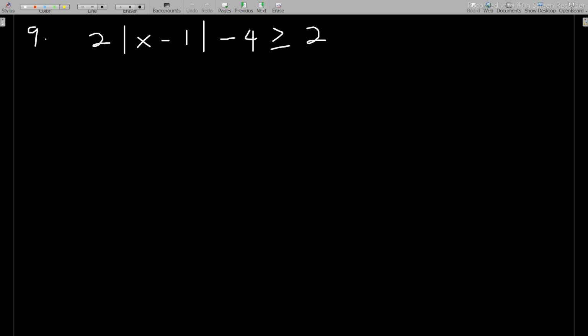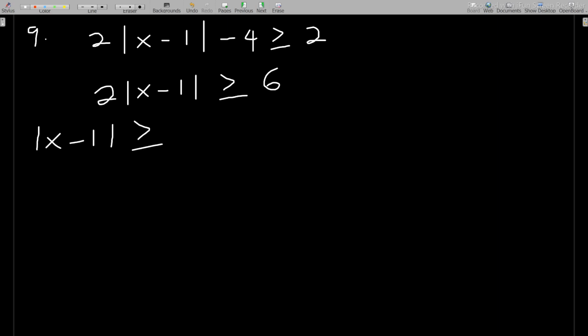Now let's move on to the next one. You have 2 times the absolute value of x minus 1, minus 4, greater than or equal to 2. This time you are dealing with greater than or equal to. So I have 2 times absolute of x minus 1 greater than or equal to 2 plus 4, because when a negative 4 crosses over, you get a positive. Now I have absolute of x minus 1 greater than or equal to 3.